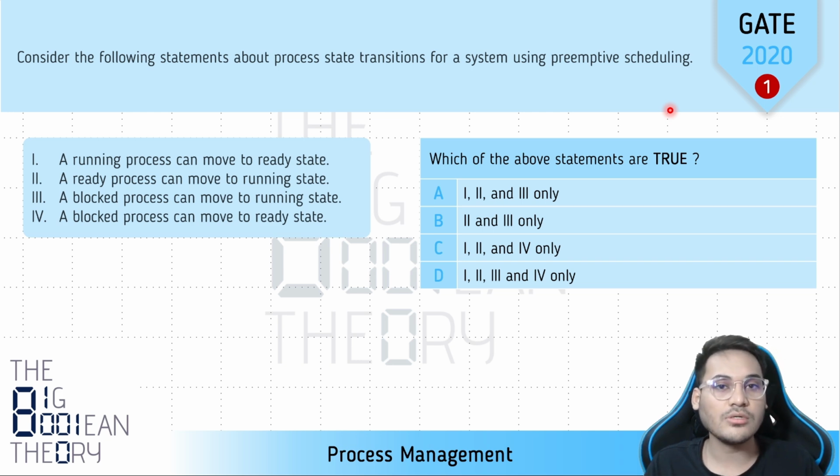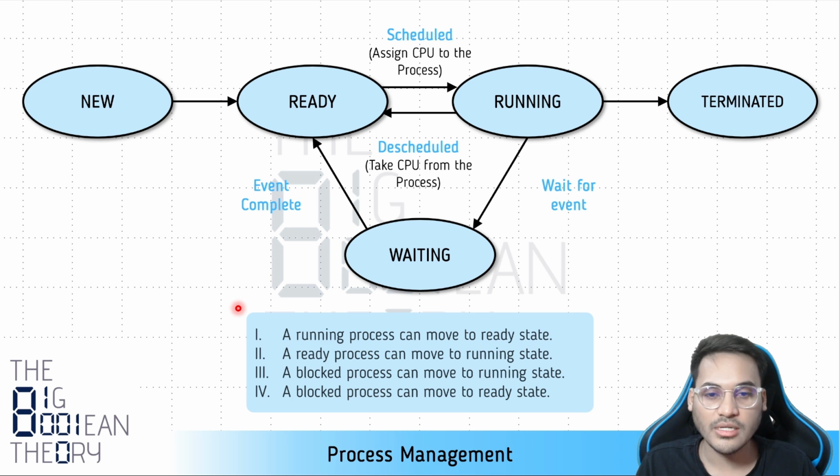So having understood the preemptive scheduling policy, let's now go over these statements and verify whether they are true or not. The first statement says that a running process can move to the ready state. We have to verify whether this is correct or not. If you look at the process state diagram, then this transition that is highlighted, we can say that, okay, a running process can move to the ready state.